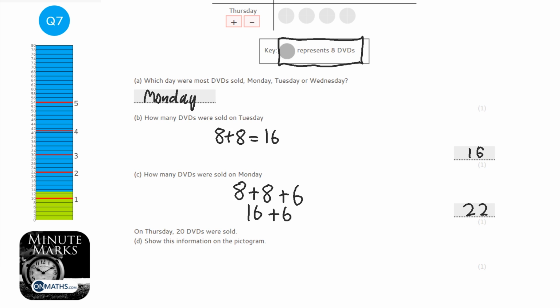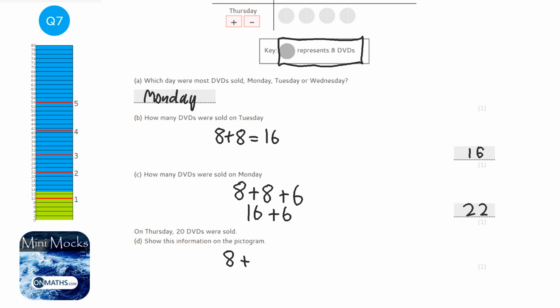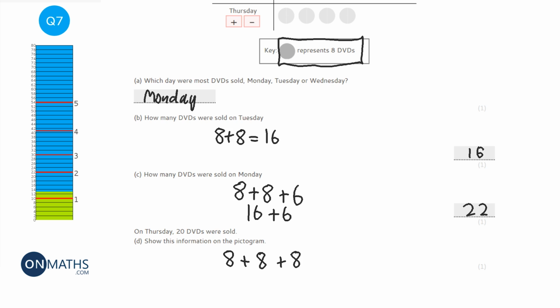On Thursday, 20 DVDs were sold. Show this information on a pictogram. So let's have a think how many circles that will be. So if I've put one circle down, that's 8. Well, we've still got enough left over. If I put another full circle down, that's 16. Now 16, let's try another one. Let's put another full circle down, and that gives us 24.